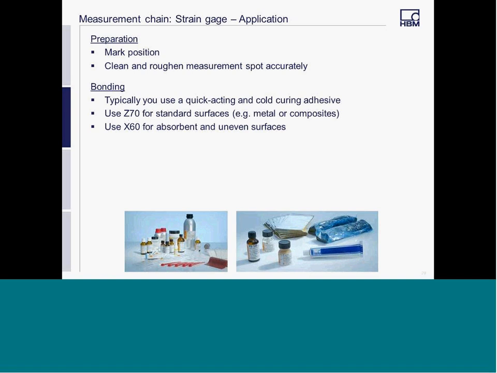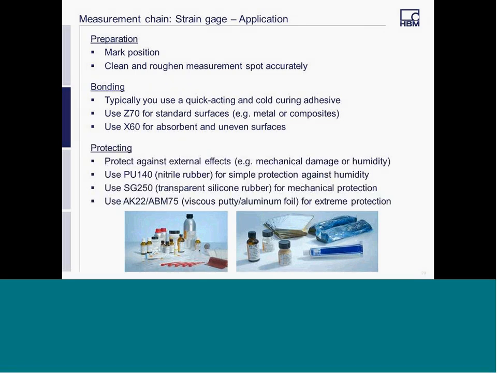The second typical adhesive is X60. It's a two-component adhesive, and you take that if you have a more absorbent or uneven surface, like concrete, for example. Then you take X60 adhesive.